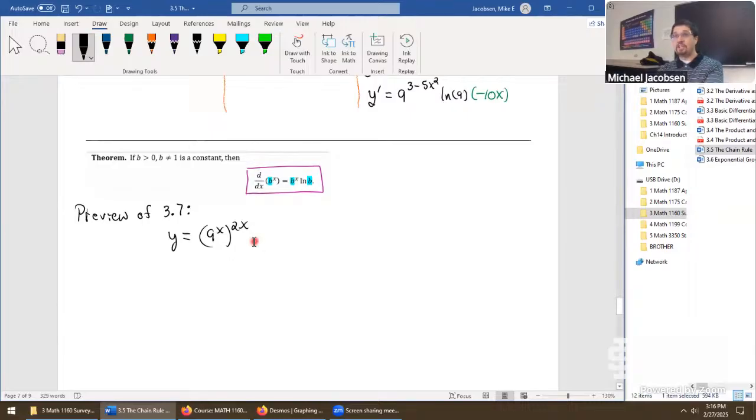What we would actually do is take the natural log of both sides of this. We would go natural log y equals the natural log of that entire thing on the right, 9 power x, to the power 2x. And then the immediate question we would have here is, how in the world does the natural log even help us? Really, this is a pretty strong preview of just logarithmic properties.